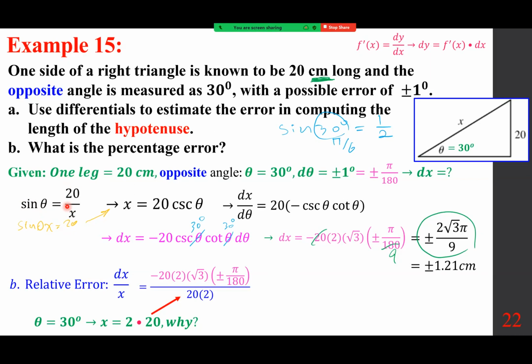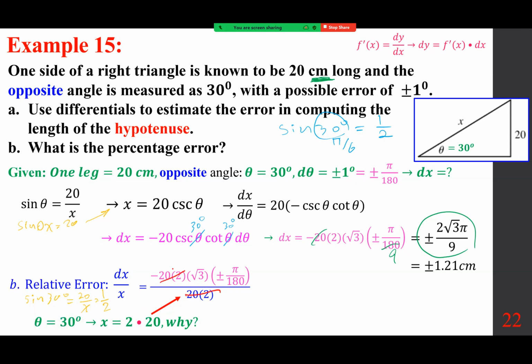Again, if you set this equal to 1/2, when theta, let's just write sine of 30 is 20 over x, which is 1/2, and that's a proof, just to refresh your memory. Now, we can simplify this by getting rid of 20 and 2, right, this part.